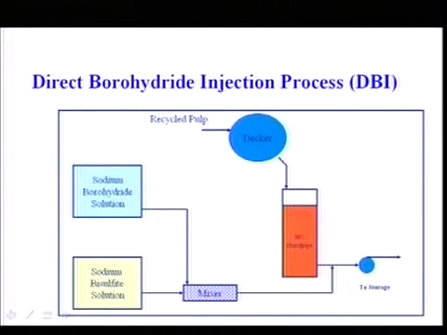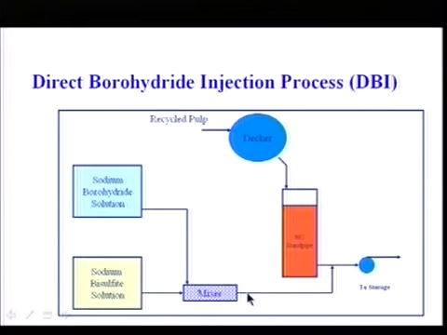Here is a typical flow sheet for the DBI process, the direct borohydride injection process. You have a sodium bisulfite solution, typically available at 38 to 40%, commercially available and very stable. And here is the sodium borohydride solution with 12% sodium borohydride and 40% caustic. The pH of this solution is 14, the pH of the other solution is 4.5 to 5. When you mix these two in a static mixer, you get a solution pH of 7.